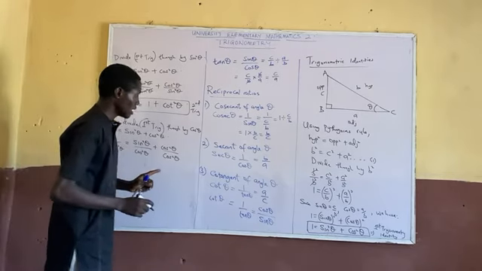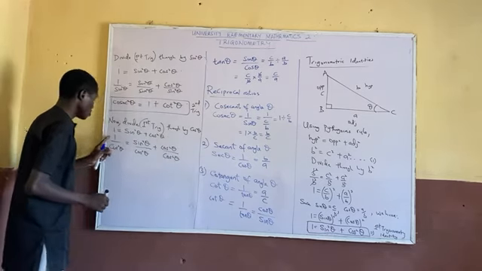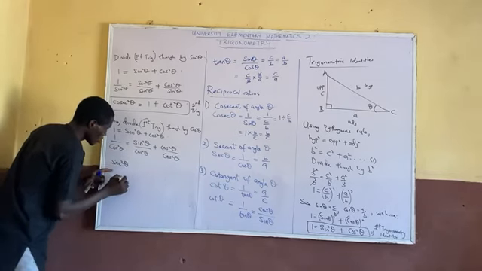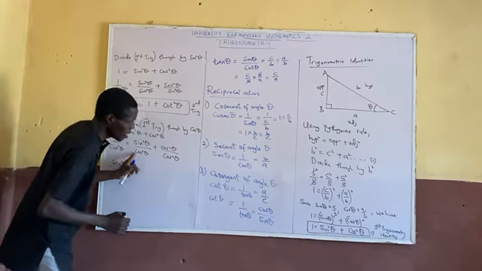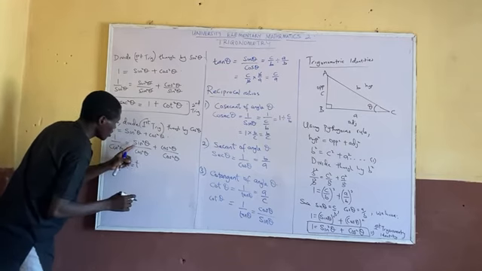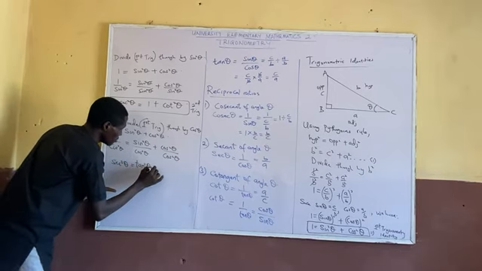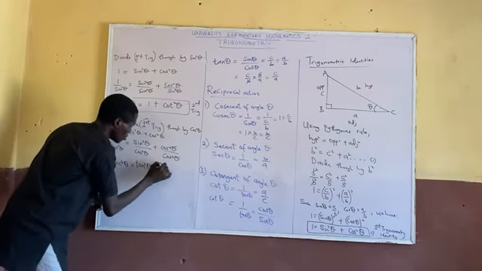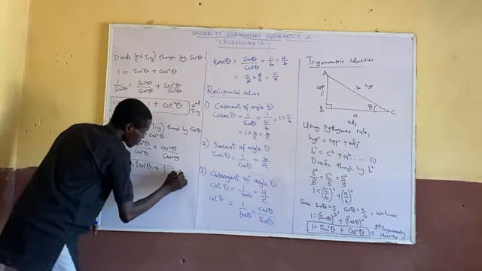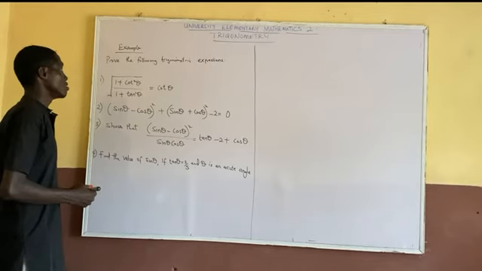1 over cos theta is sec theta, but this time around we are having a square here. So 1 over cos square theta will be sec square theta, equal to sin theta over cos theta, which gives tan. So here we are going to have tan square theta, plus this one cancels out, we have plus 1. So this is the third trig identity.